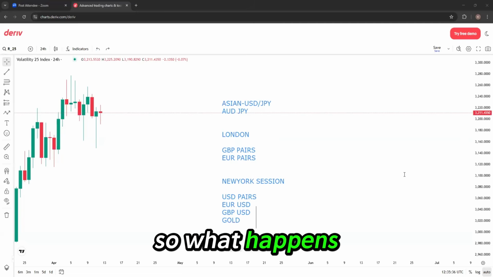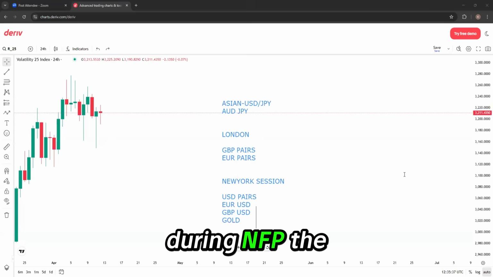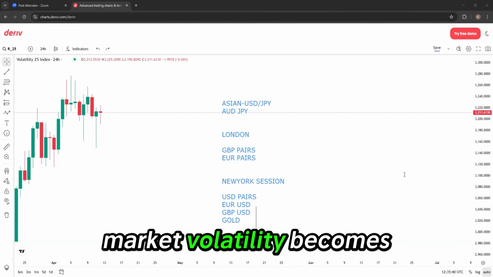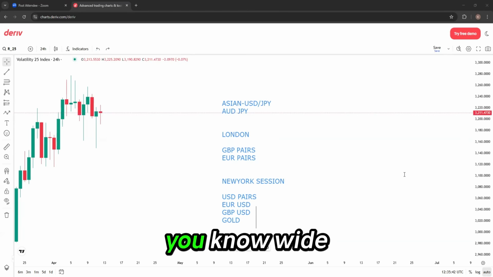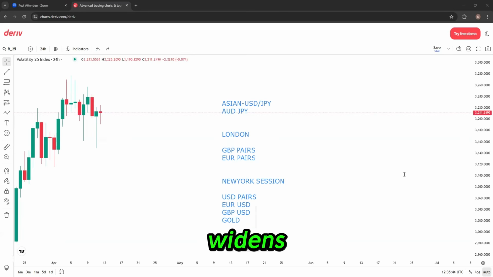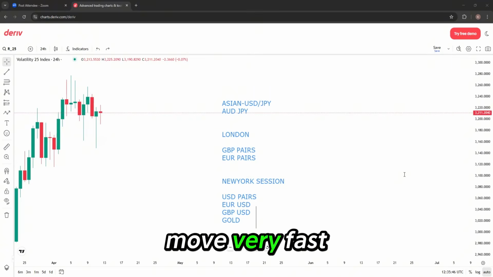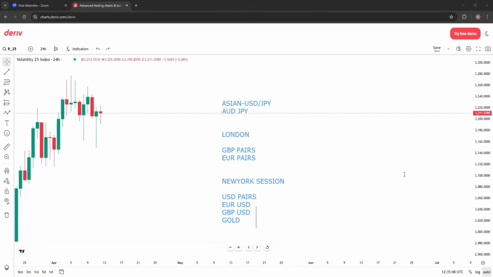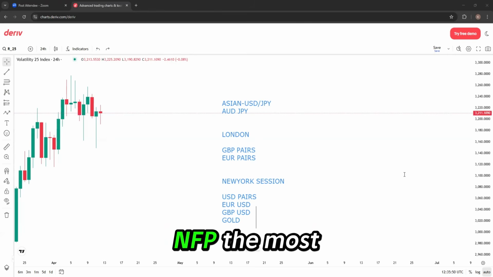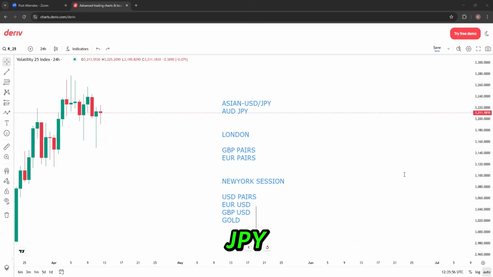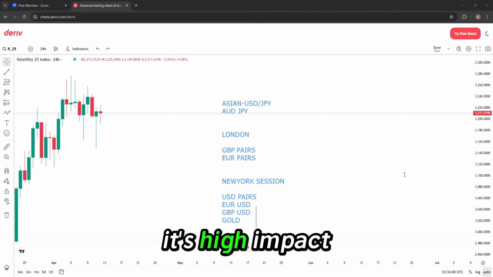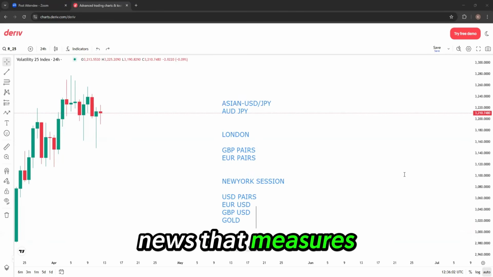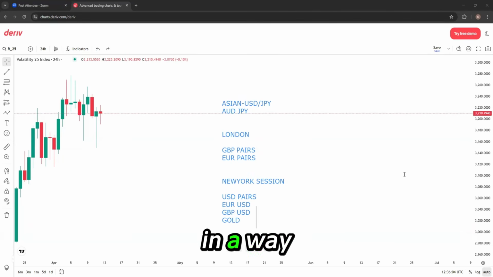So what happens during NFP? During NFP, the market volatility becomes high. The spread widens, and price can move very fast in both directions. The pairs affected by NFP the most are EURUSD, GBPUSD, gold, USDJPY. So generally, it's high impact news that measures the US economy in a way.